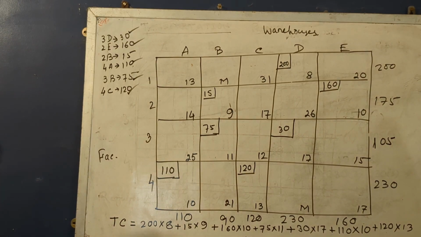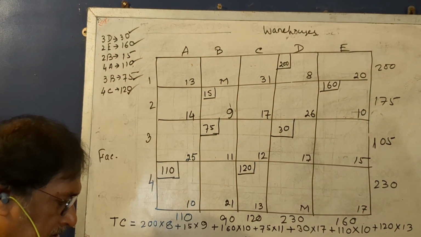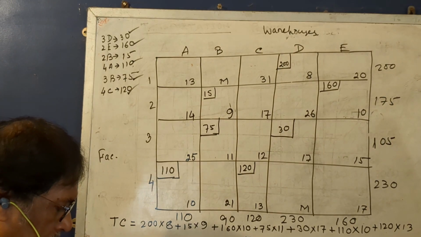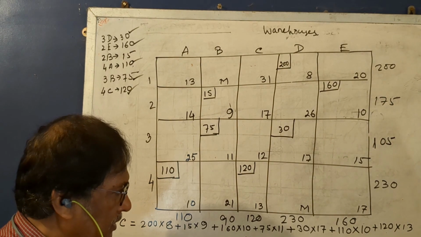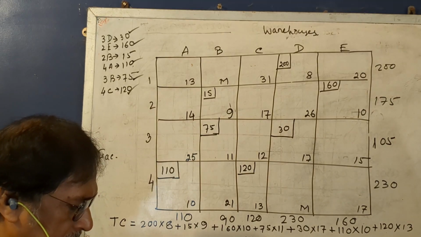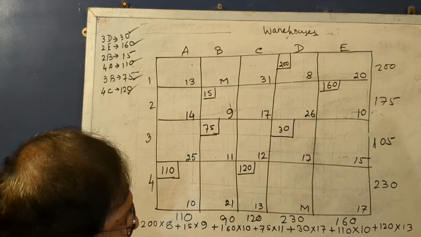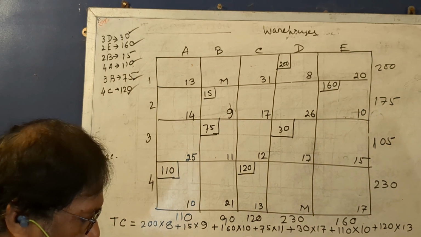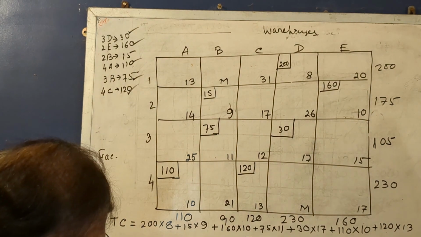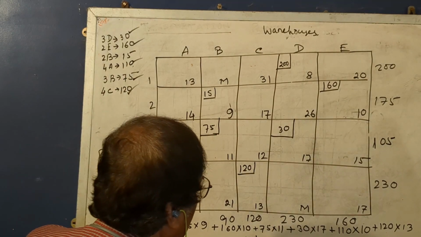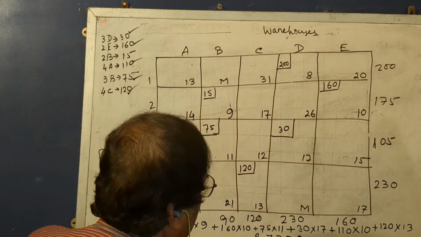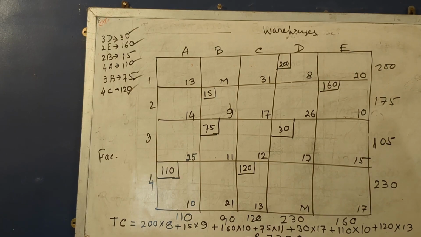Okay, I am doing it also. That is 200 into 8 is 1600, plus 15 into 9, now 1600 plus 75 into 11, plus 30 into 70, plus 1100, plus 120 into 30. That total will be 7330. The total cost will be 7330. But this is not the guaranteed minimum.